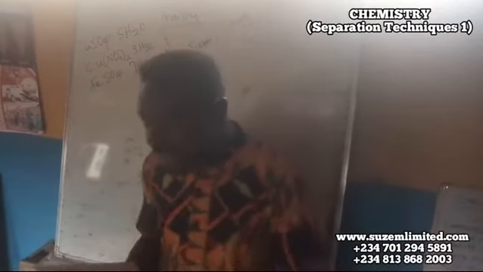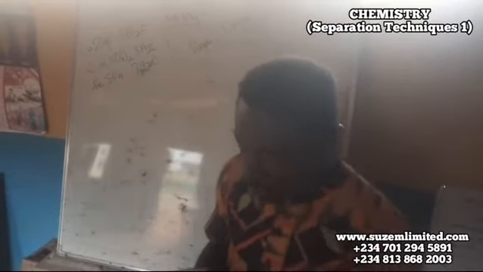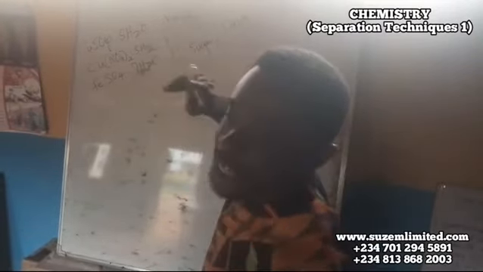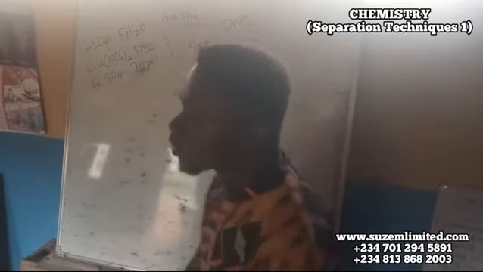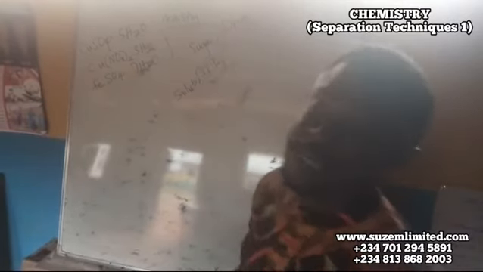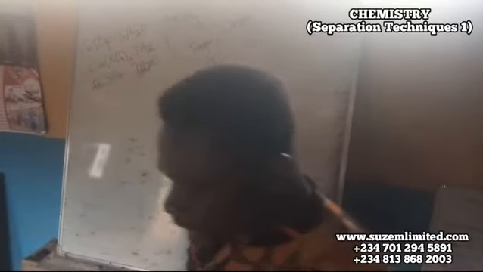Fractional crystallization is used to separate solutes that are present in the solution in roughly equal amounts. Here, there is something I want to note. Remember, the watchword in these four processes is the application of solubility. They take advantage of the solubility of these substances to separate them. Fractional crystallization is used to separate two or more solutes that are present in the same solution in almost the same amount.